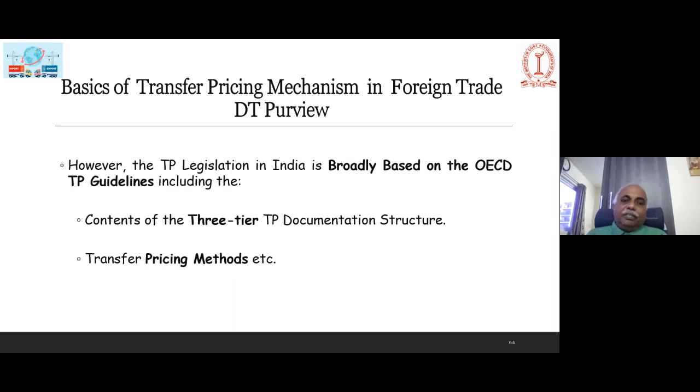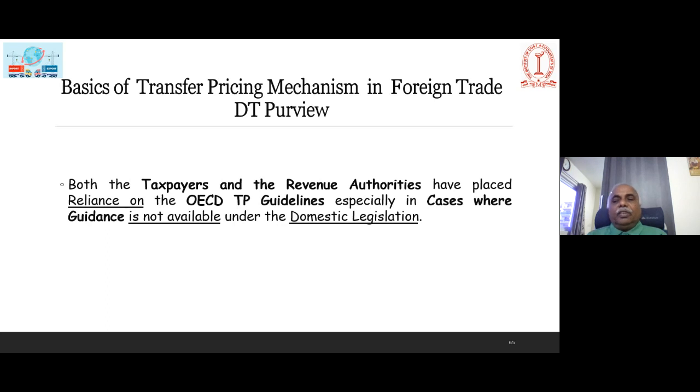The contents of the three-tier transfer price document structure: the transfer price documentation has document numbers, and documents are to be electronically uploaded to the income tax authorities, CBDT. Transfer price methods are also there. All these things we have to follow, and broadly their guidelines and our guidelines are more or less the same. Both the taxpayers and the revenue authority place reliance on OECD.